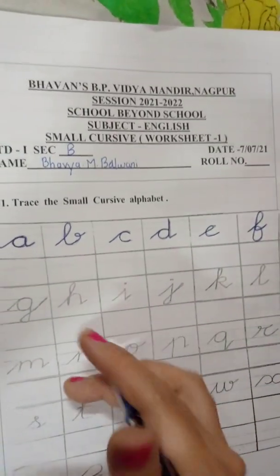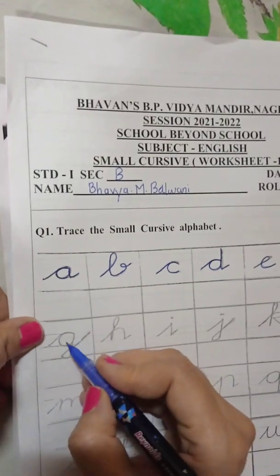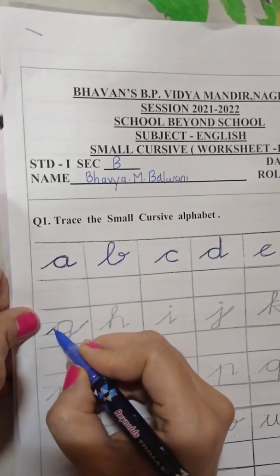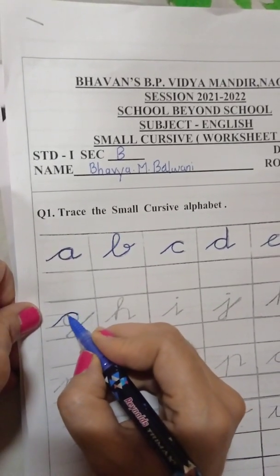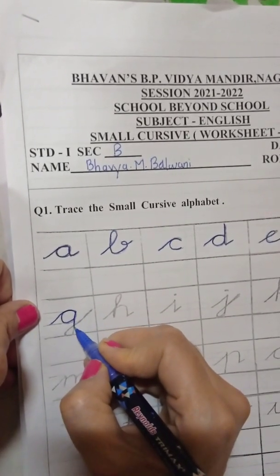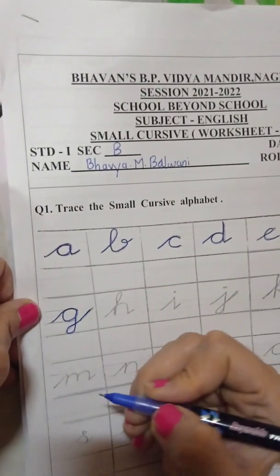Now we will write letter G, children. Letter G is written in between the 3 lines. Take a slant. Come back to the second line. Take a right curve. Again come back to the fourth line. Again make a small loop, children.